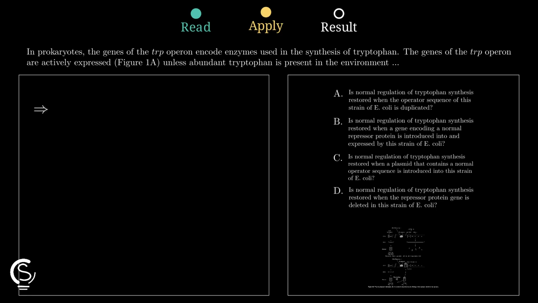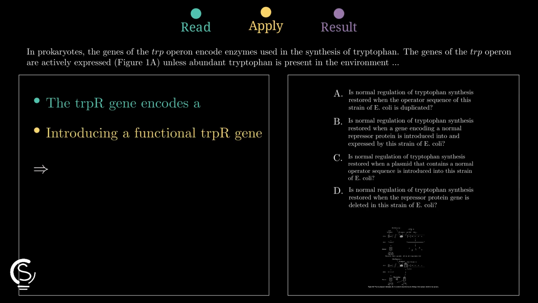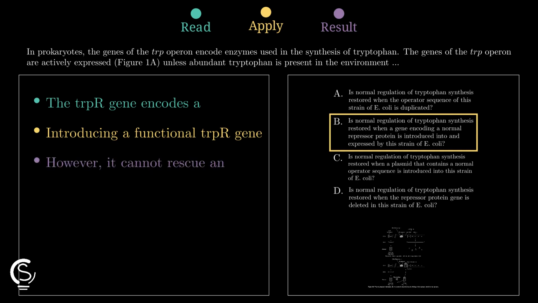If we introduce a normal TRPR gene into the cell, it will produce functional repressor proteins. These proteins should fix the regulation if the original mutation was in the TRPR gene. However, a new repressor cannot fix a broken operator sequence on the DNA. This distinction makes option B the perfect experimental test for our scientist.